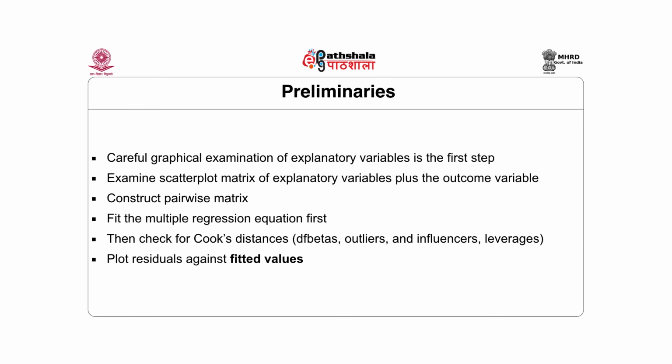But that's an important thing. And therefore, it is very important that you should construct a pairwise matrix and take a look at the pairwise matrix first. Then you need to fit the multiple regression equation first. This is tricky because sometimes you need to fit all the variables together, or you can fit all the variables together and then gradually take out one after the other to see how the multiple linear regression works. Or you may have to fit the most important variable first and then subsequent variables get added. So there are all styles, different styles in which you can build a model.